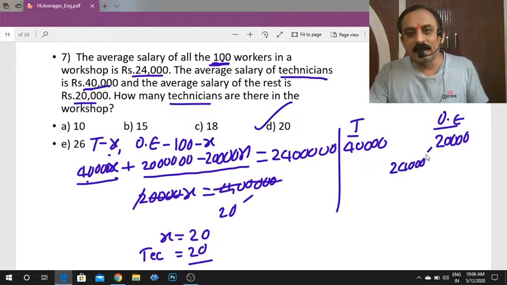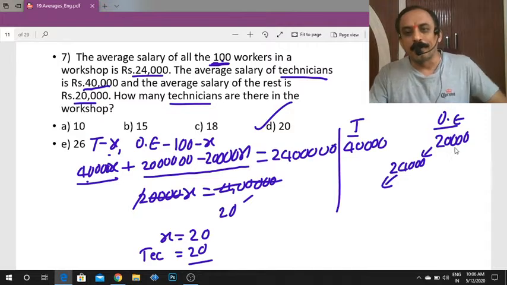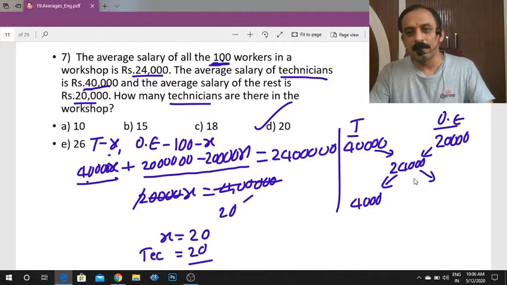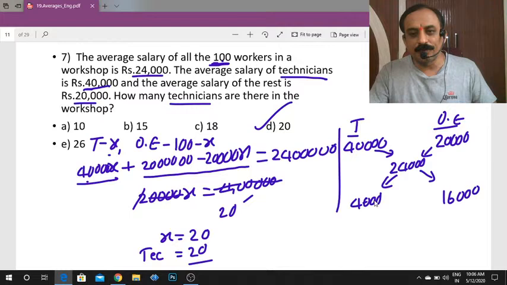Now find the cross difference of these two numbers. Difference is always positive. 20,000 and 24,000, what is the difference? It is 4,000. Now find the difference between these two numbers, 40,000 and 24,000. Difference is 16,000. Now find the ratio of these two numbers.